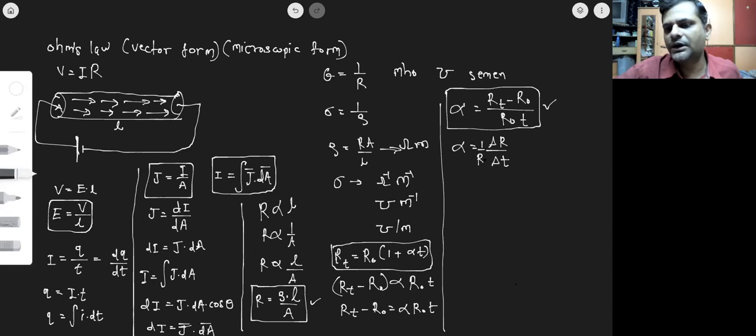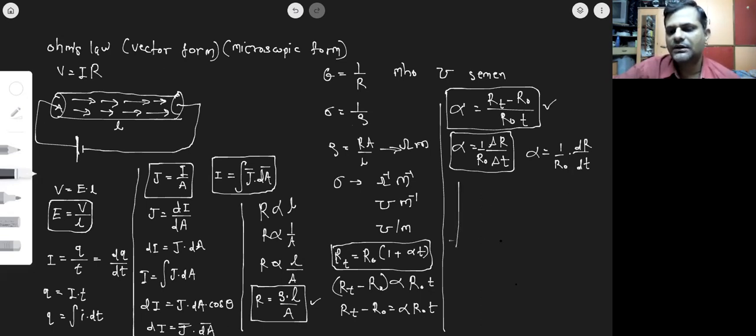So 1 upon R naught into delta R upon delta T, this also becomes a formula of sorts. And we can express this as alpha is equal to 1 upon R naught into delta R by delta T, which can also be expressed as the derivative, remember. So it will be the derivative of R with respect to T, that means dR by dT, which will represent the slope of the R-T graph.